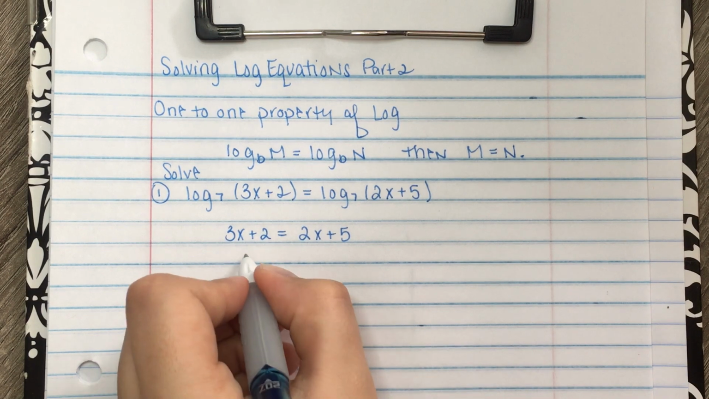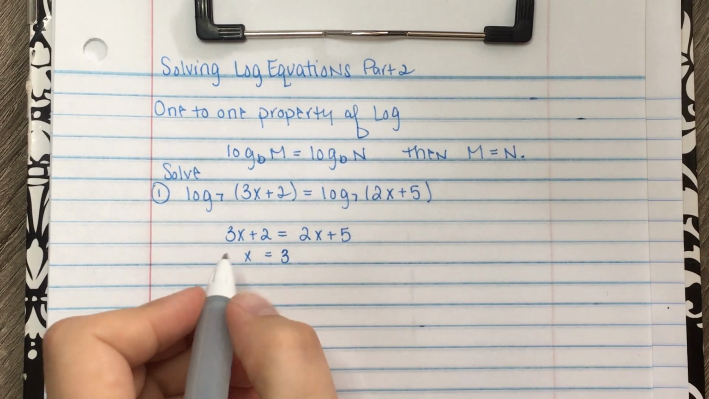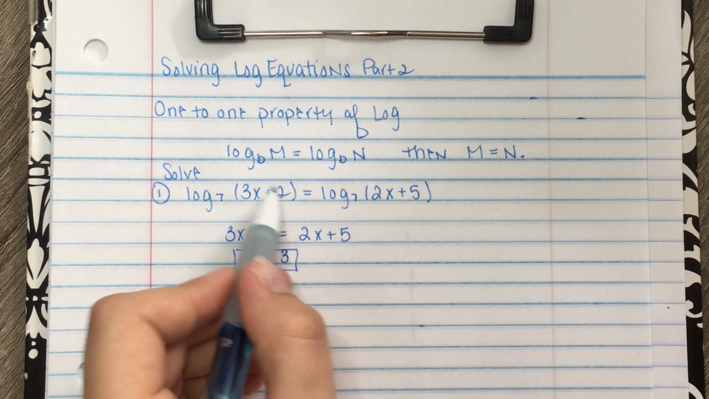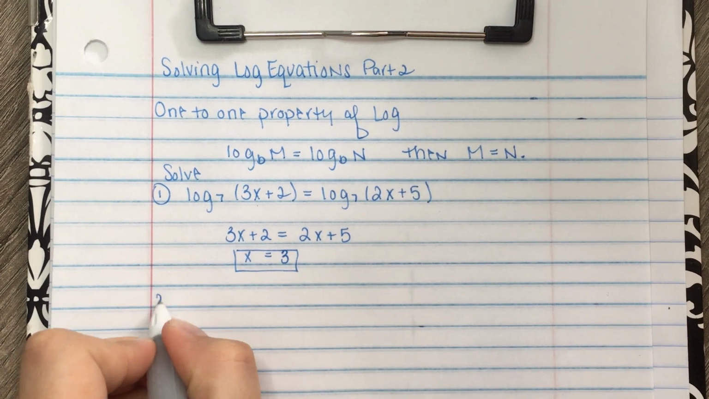Then we solve for x, subtracting x from both sides and subtracting 2 from both sides, and we get x is equal to 3. Then we just have to double check. Putting x equals 3 in here, we get a positive number, and putting x equals 3 in here, we get a positive number.